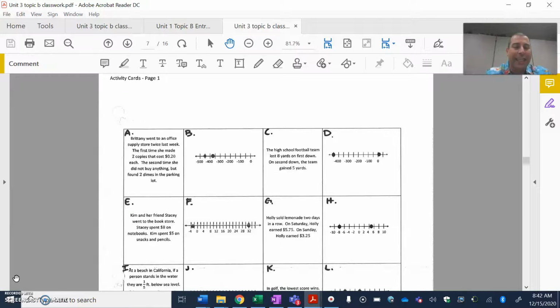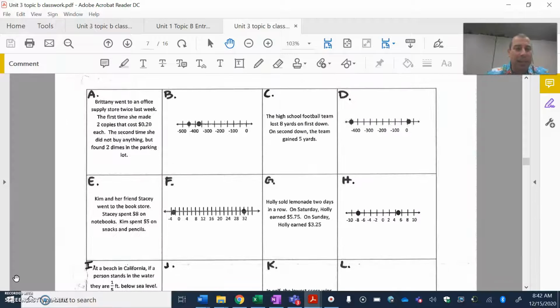So you can see here in letter A, it says Brittany went to an office supply store twice last week. The first time she made 2 copies that cost 20 cents each. The second time she did not buy anything but found 2 dimes in the parking lot. Okay, so we're looking at what numbers do those represent.